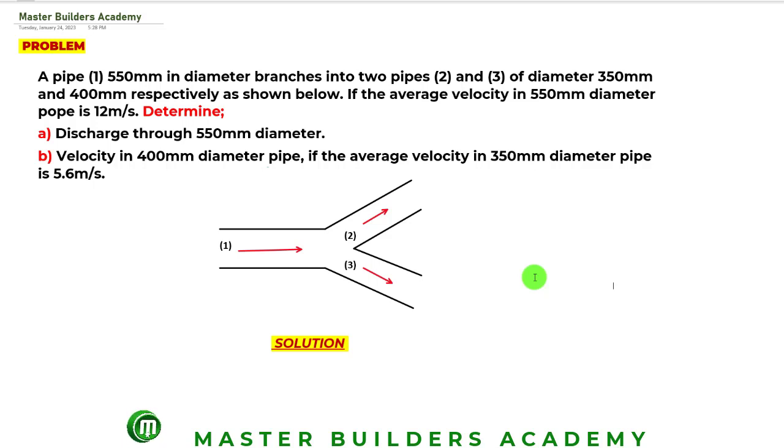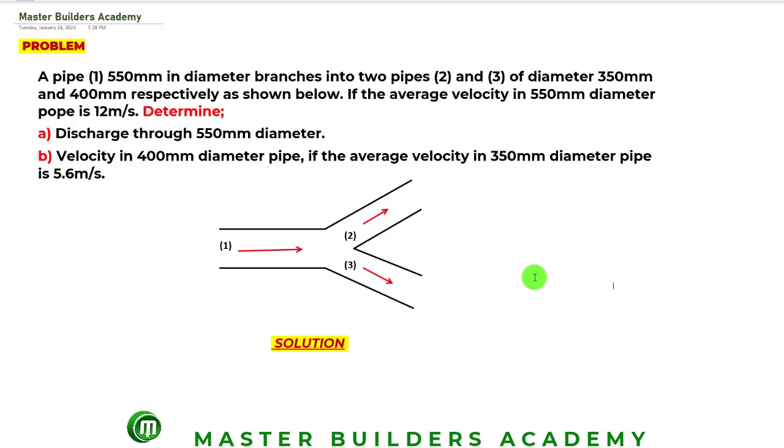question is determine the discharge through that same pipe, and also you are to determine the velocity in the 400 mm diameter pipe if the average velocity in the 350 mm diameter pipe is given as 5.6 meter per second. Guys, this question at all is not different from the one we saw before, not at all. All we need to do here now again is to ensure that we understand this system.